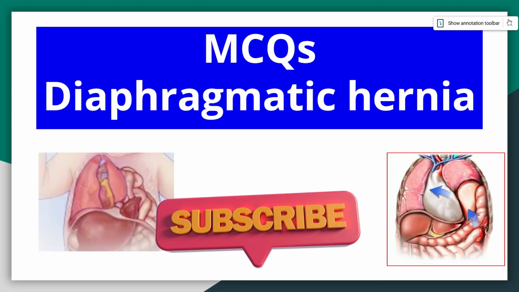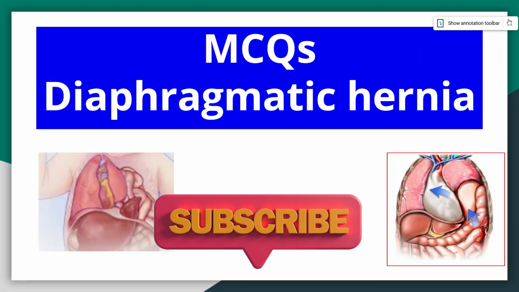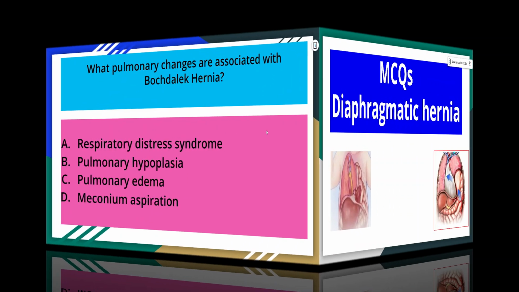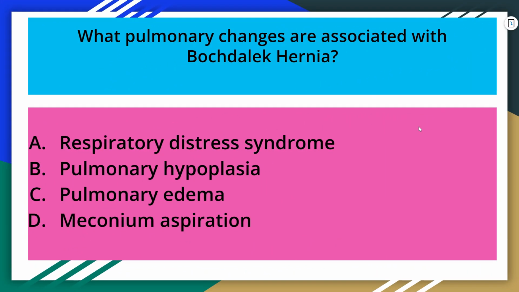Hi friends, let's solve a few multiple choice questions on congenital diaphragmatic hernia. What pulmonary changes are associated with Bochdalek hernia? Respiratory distress syndrome, pulmonary hypoplasia, pulmonary edema, or meconium aspiration.